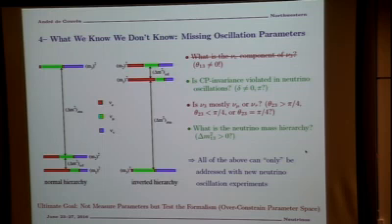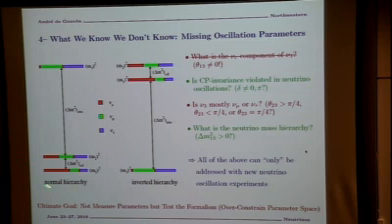So you can ask yourself, if you know that there are three masses, and you know that there are two mass square differences, how many different ways can I combine the three masses in order to reproduce this picture of the mass square differences? And it turns out that there are two ways of doing that.